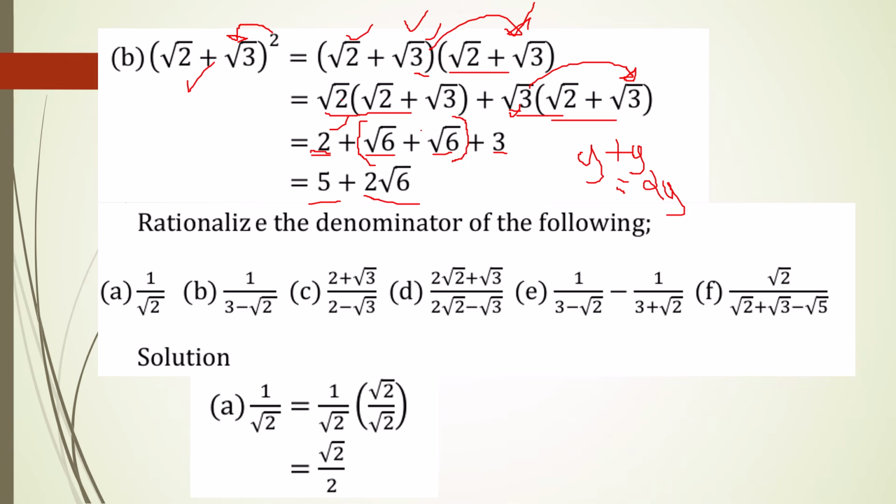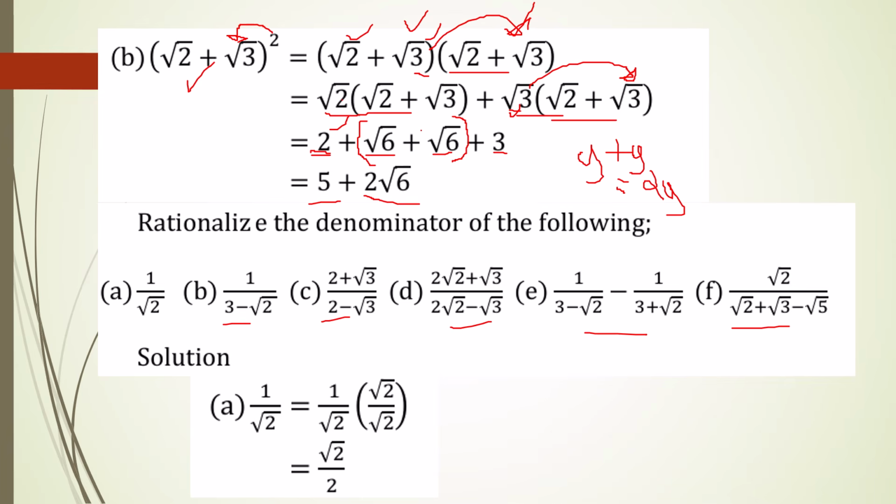So let's rationalize the following that are going to be involving denominators. So part A, we are going to rationalize 1 over root of 2. Part B, we look at that. Part C, that. Part D, that. And part E, that. And part F, that. So part A, rationalizing or simplifying.